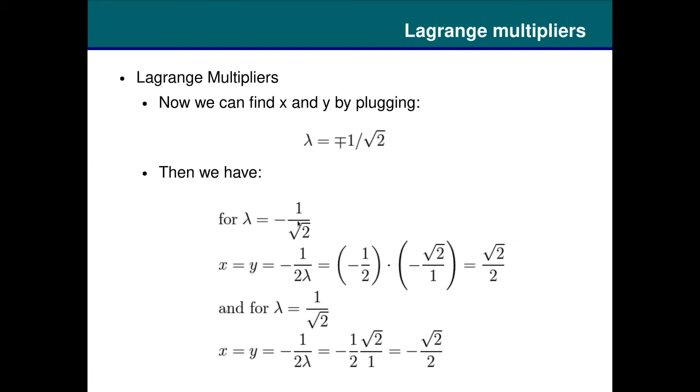For minus 1 over square root of 2, just proceeding with the substitution, I have x equals y equals minus 1 over 2 times lambda. And I have a value for lambda. And, of course, plugging in lambda here, I will have square root of 2 divided by 2. If I solve for lambda equals plus 1 over the square root of 2, I will have minus square root of 2 over 2 for x and for y. So x and y assuming this value is one solution, and x and y assuming this negative value is another solution.